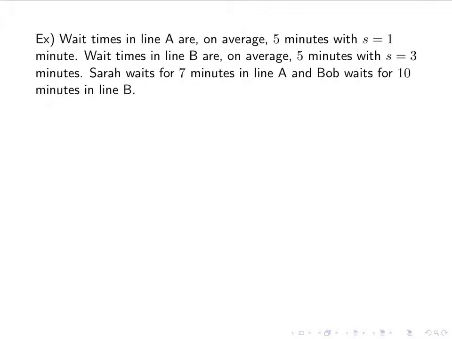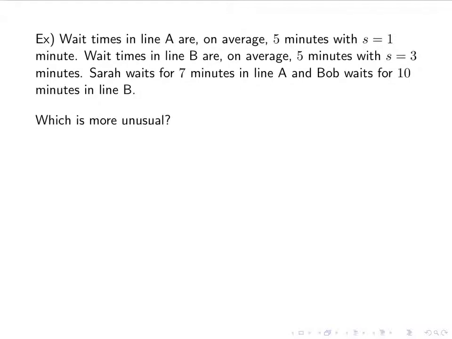So why do we care about these z-scores? We're going to look at an example. It says wait times in line A are on average 5 minutes with a standard deviation of 1 minute. Wait times in line B are on average 5 minutes with a standard deviation of 3 minutes. Sarah waits for 7 minutes in line A and Bob waits for 10 minutes in line B.